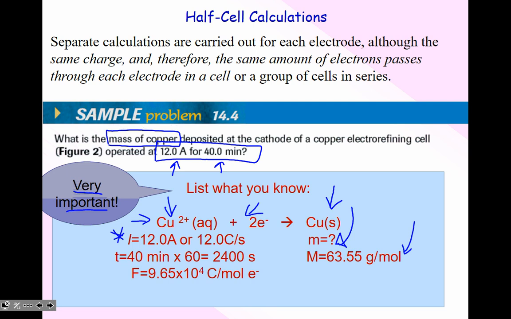12.0 amps or 12 coulombs per second. The time is 40 minutes. I'm going to multiply that by 60 to have a time of 2,400 seconds. And Faraday's constant is 9.65 times 10 to the power 4 coulombs per mole of electrons. And all this stuff like your coulombs and your seconds really has to do with this half. In particular, it has to do with the electrons, okay?